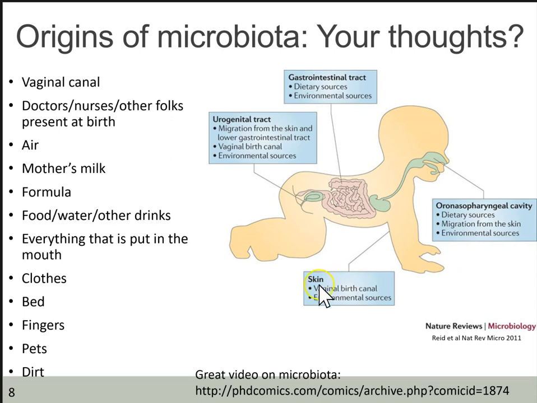the environment. So for example, the skin is often colonized from the vaginal birth canal as the baby is being born, and environmental surfaces, whereas the digestive tract is most likely going to gain its microbes from dietary sources or environmental sources. That doesn't mean that the gastrointestinal tract only gets microbes from dietary or environmental sources, but those are the two most common places that those microbes will come from.